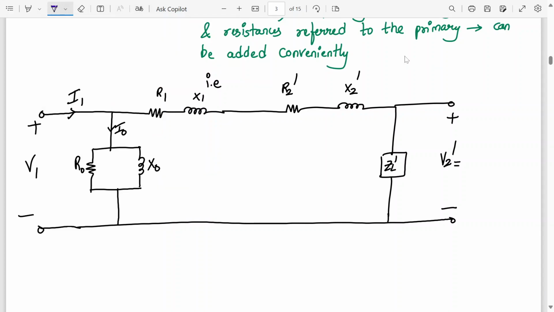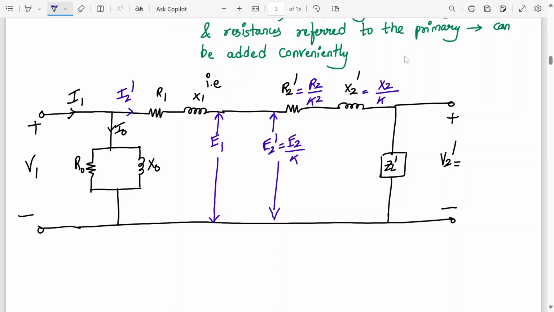Now we write the currents. This current will be I2 dash. This X1 and X2 will be as it is. This voltage over here will be E1, and this voltage will be E2 dash, which is E2 by K. R2 dash is R2 by K square. X2 dash is X2 by K square. ZL dash is ZL by K square, and V2 dash is V2 by K.